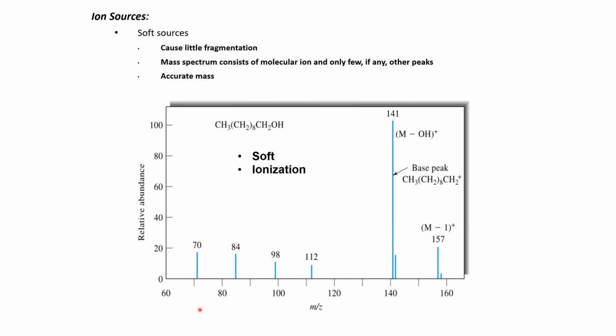Soft sources then cause little fragmentation. So the mass spectrum consists of the molecular ion and only few, if any, other peaks. And so this will give us a nice accurate mass for our molecular ion.